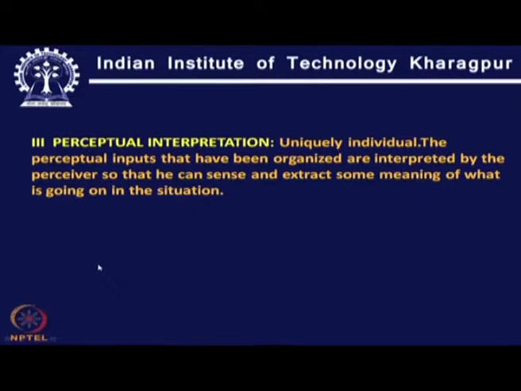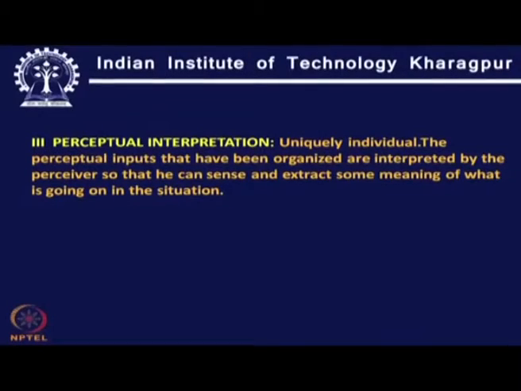After this organization process, the third important step is called perceptual interpretation. So there are three steps in the perceptual mechanism. First is perceptual selection, when you select the stimuli based on certain factors. Next is perceptual organization, where you organize those stimuli based on certain factors and principles of organization. And after that is perceptual interpretation, where you try to give meaning to that organized stimuli.